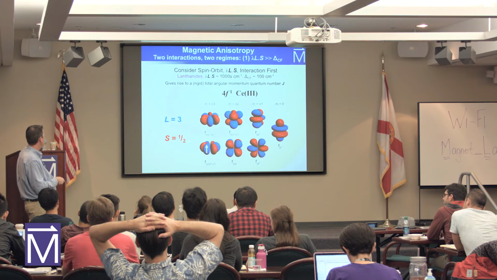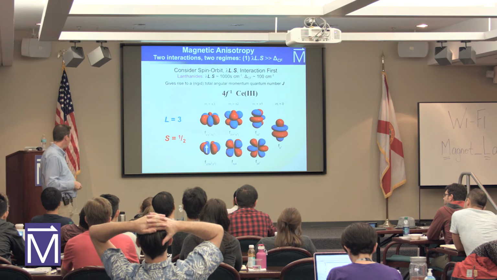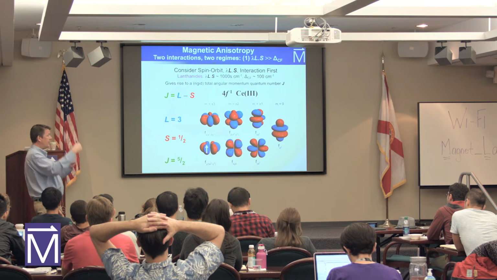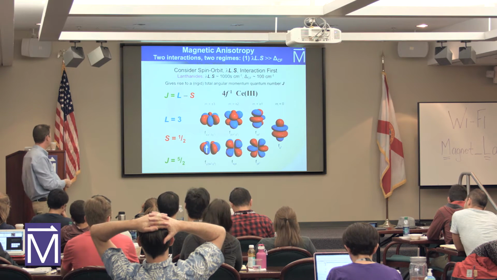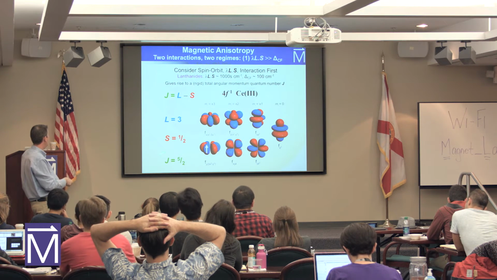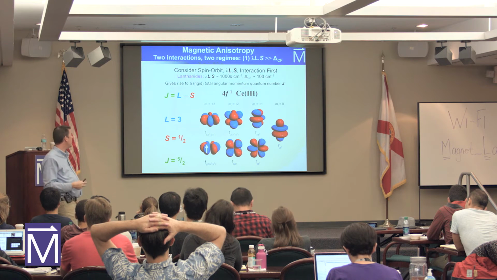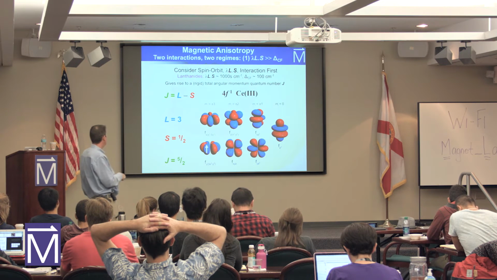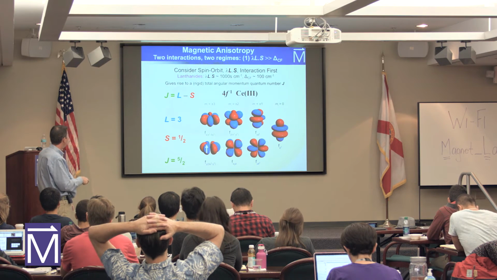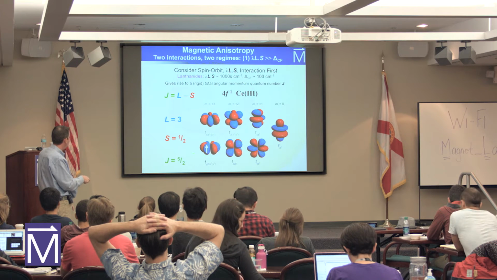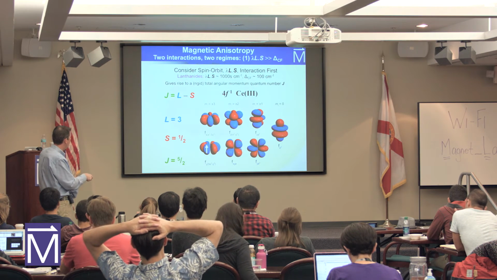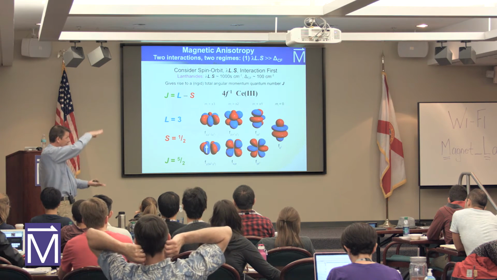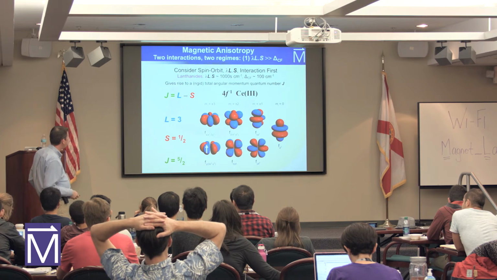So you have an L of 3 and a spin of 1/2. And it turns out that when you're less than half filled, the total angular momentum is actually the difference between those two numbers. So you end up with a J of 5 halves. So the total angular momentum of cerium would be J of 5 halves. And it resides in this particular orbital here, which is rather oblate. So if you look at the electron density associated, it's not spherical. It looks like a squashed sphere.